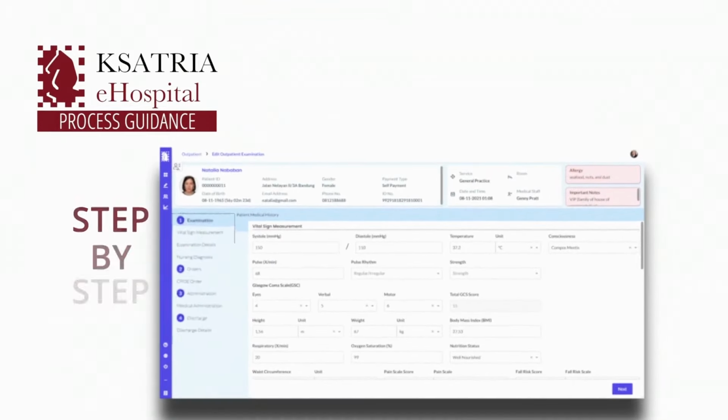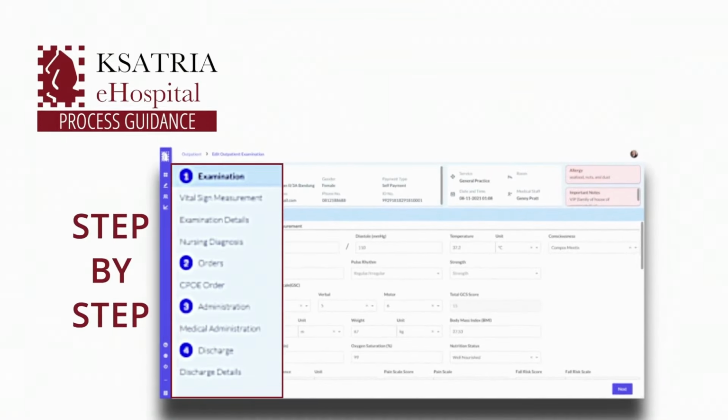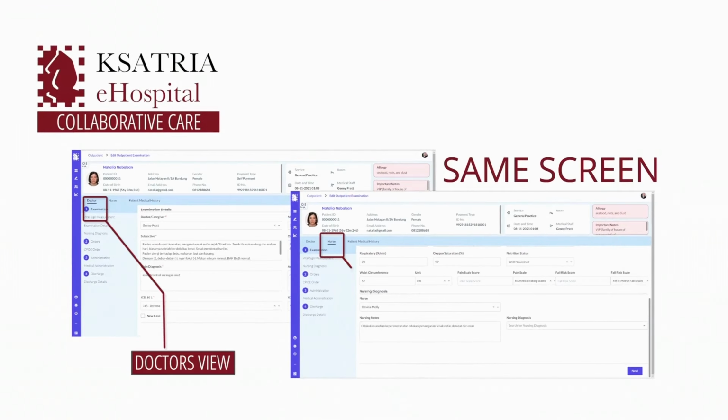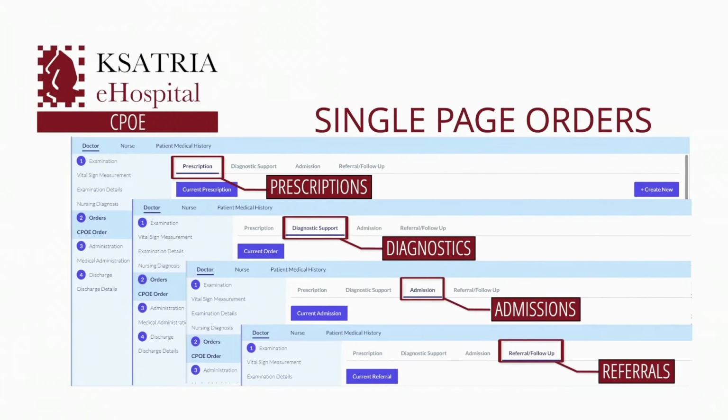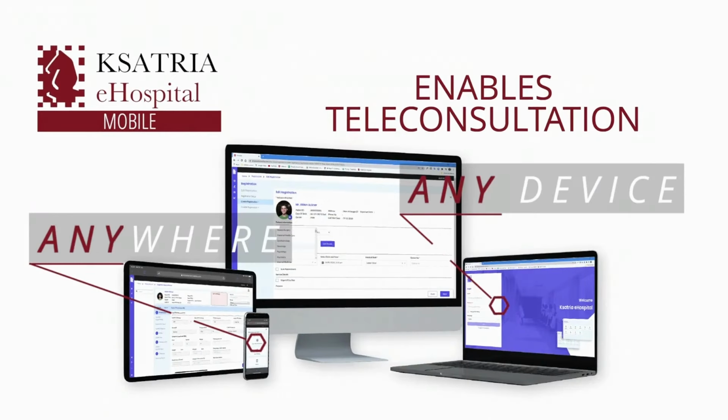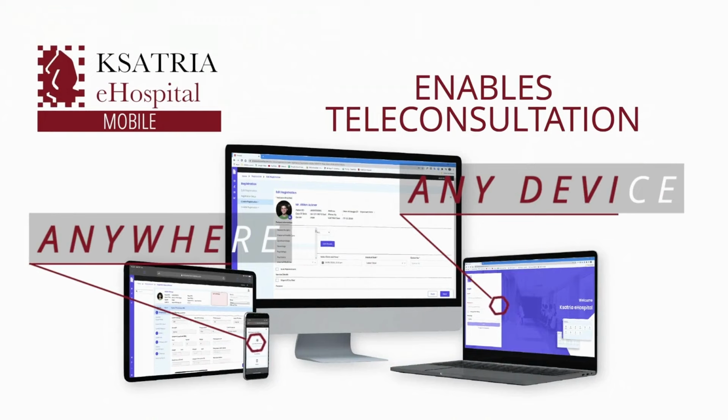Ksatria eHospital provides step-by-step guidance for clinicians. Doctors and nurses see the same screen, making it easy to align and update information throughout treatment. Easier prescribing and ordering between services without having to leave the page. A system accessible from any device anywhere, enabling teleconsultation.